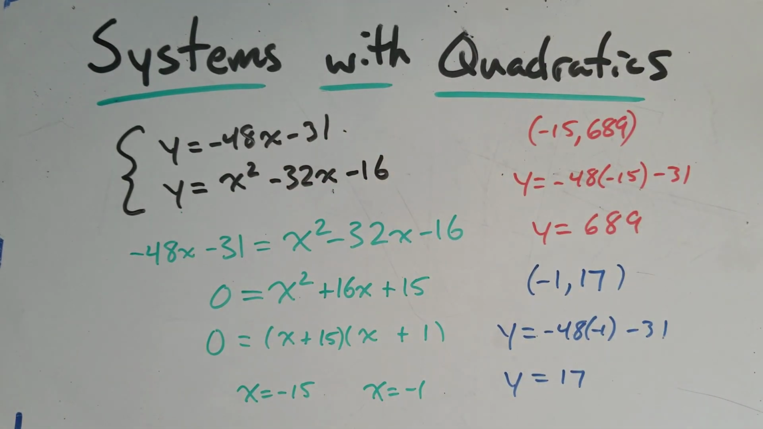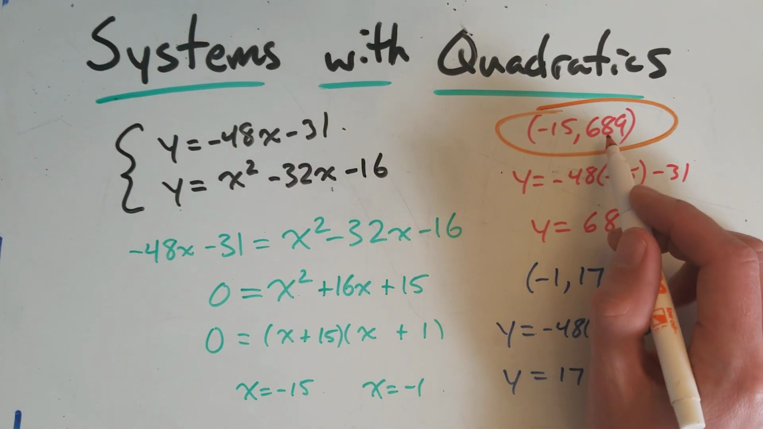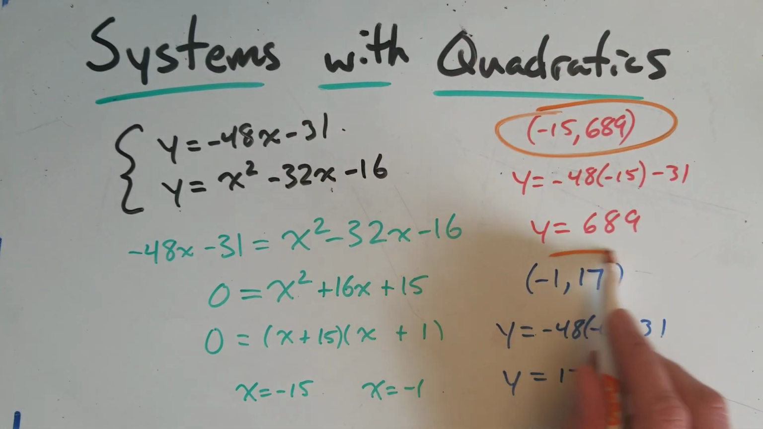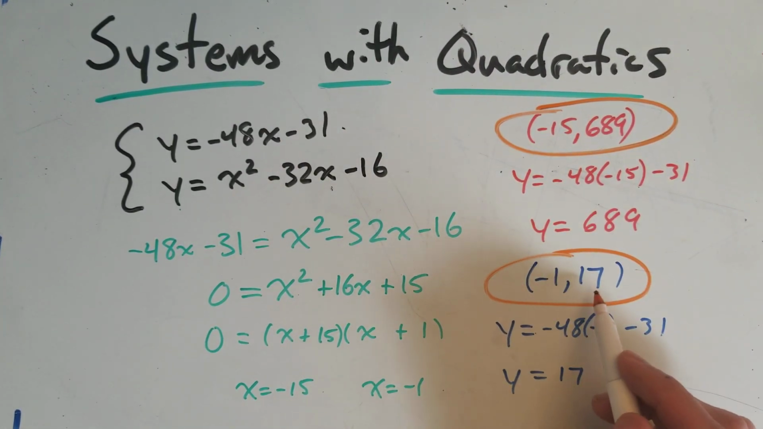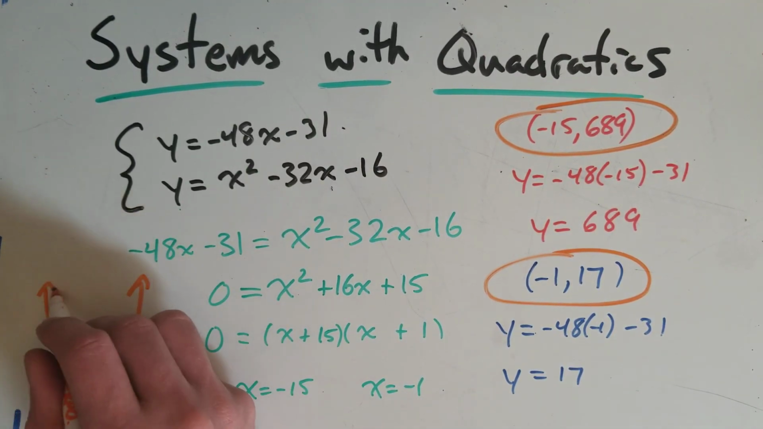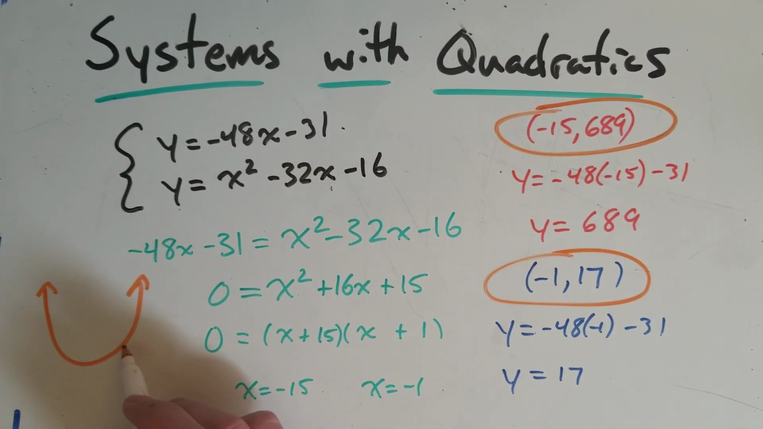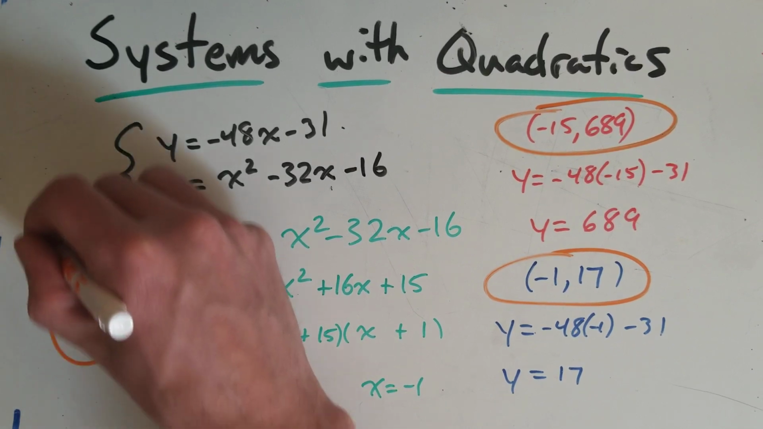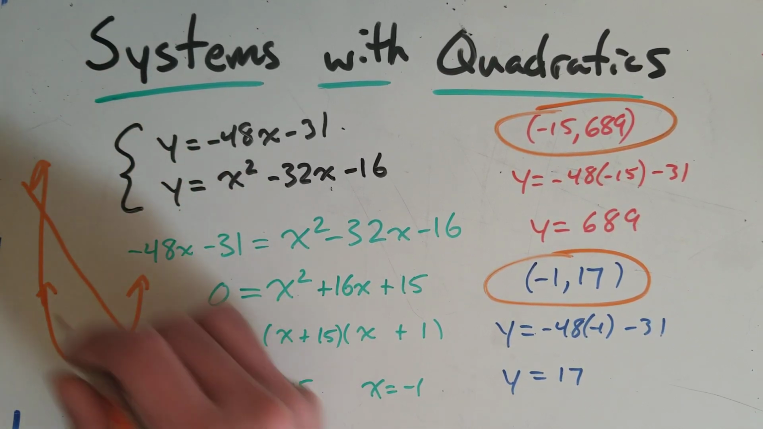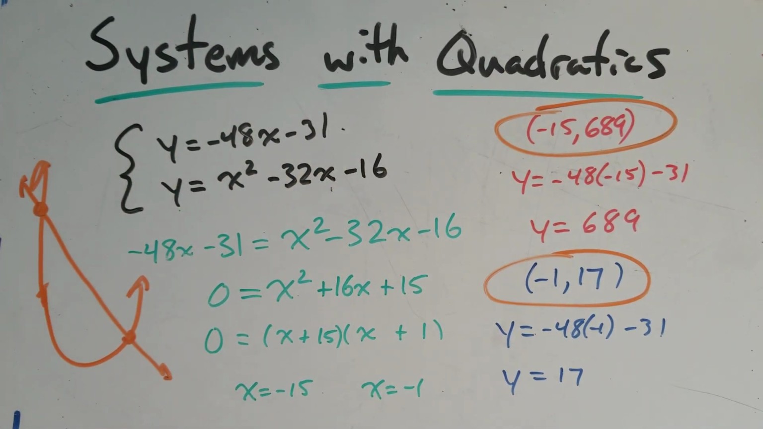So these are your two solutions. You can either have negative 15 comma 689. That would be one of the points of intersection. The other point of intersection would be negative 1 comma 17. So when we went through and saw this, there would be 2 points of intersection. One of them would be at negative 15, really high up, and the other would be probably about here. So the parabola is going to go up higher. You'll have some line that looks like this, and those are your 2 points of intersection. So there's two solutions for this system. All right, let's jump into another one.